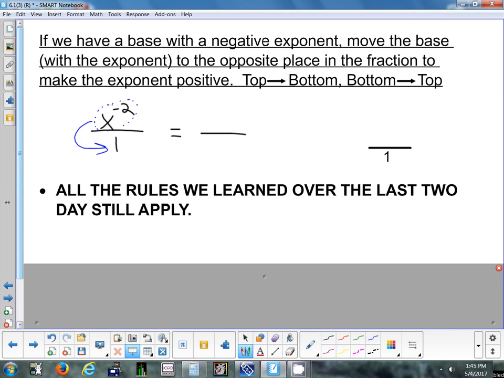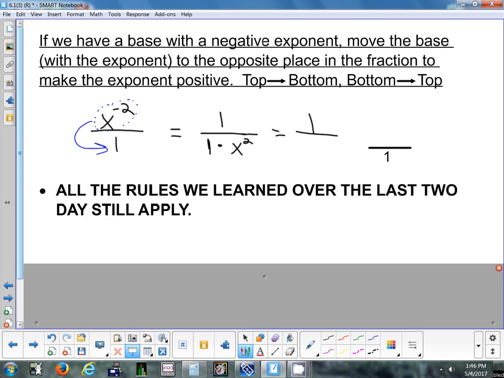Now, when you don't have anything left in the top, because in this case there's nothing else, we're moving everything to the bottom, you've got to leave something in the top. So whenever you don't have anything, you just put a 1, okay, to hold the place. And now, in the bottom, you have a 1 times that x to the -2 is going to move down. But what's going to happen to the -2 when it crosses that fraction bar? Whenever something crosses that fraction bar, all of a sudden, the exponent becomes positive. And that's it.